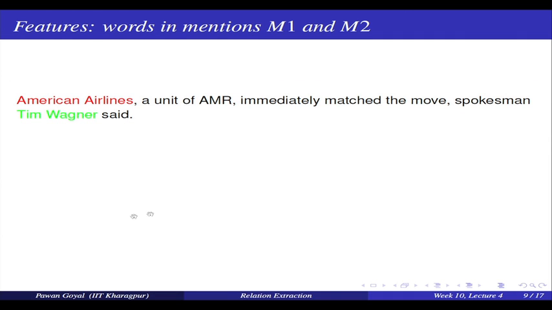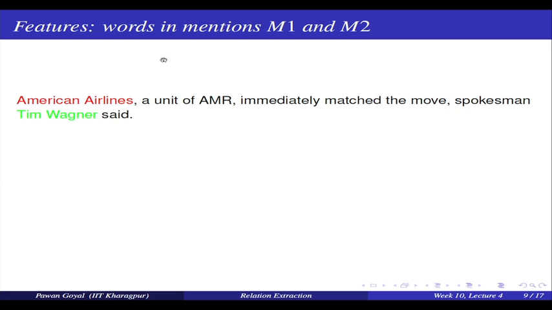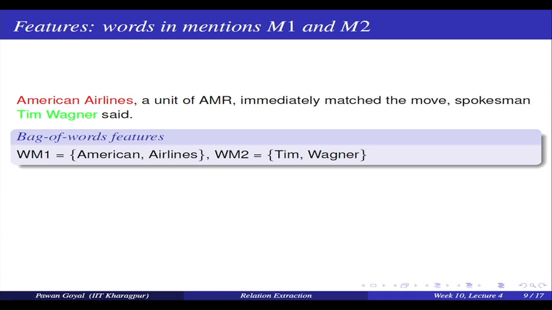So I have the sentence, American Airlines, etc. And my initial features could be, what are the words in my mention M1 and M2. So M1 is American Airlines, M2 is Tim Wagner. What are the words that are used in these two mentions? So features here can be bag of words features. Mention 1 uses words like American and Airlines, and mention 2 uses words like Tim and Wagner. So these are simple features.